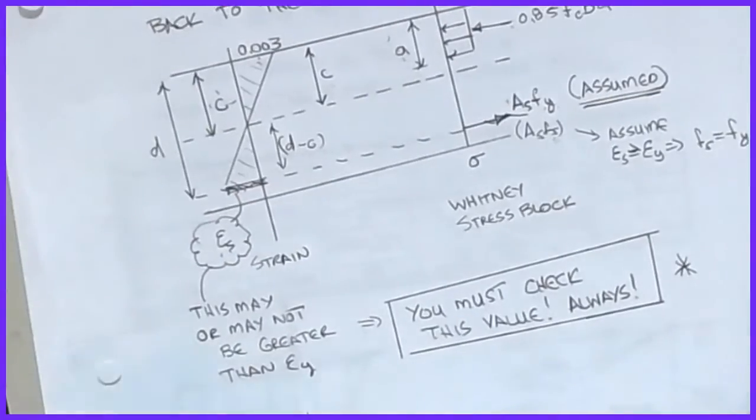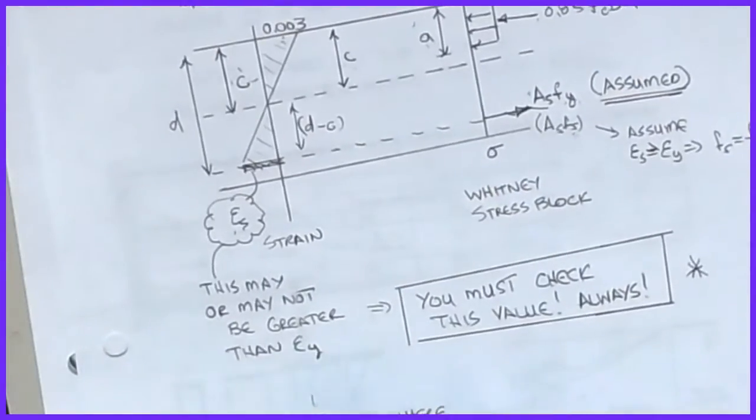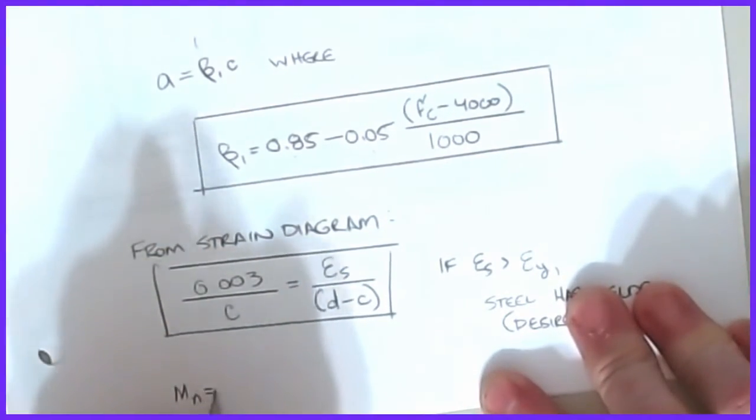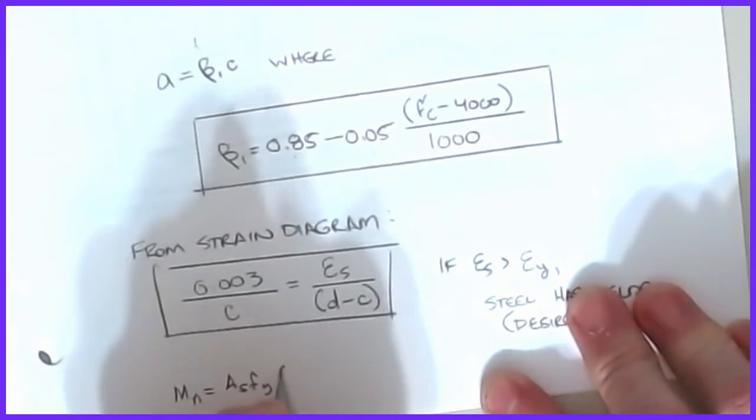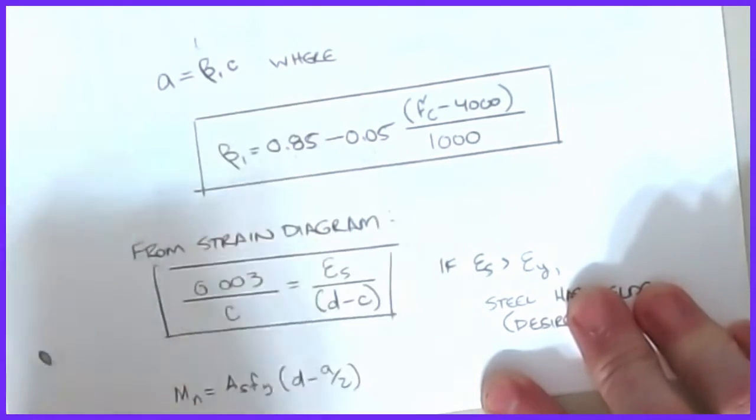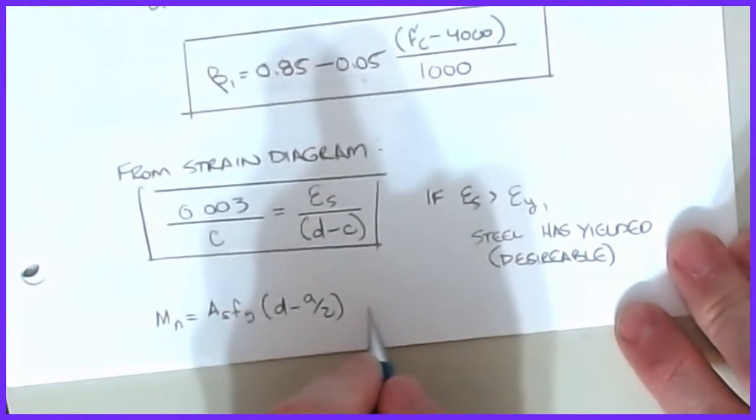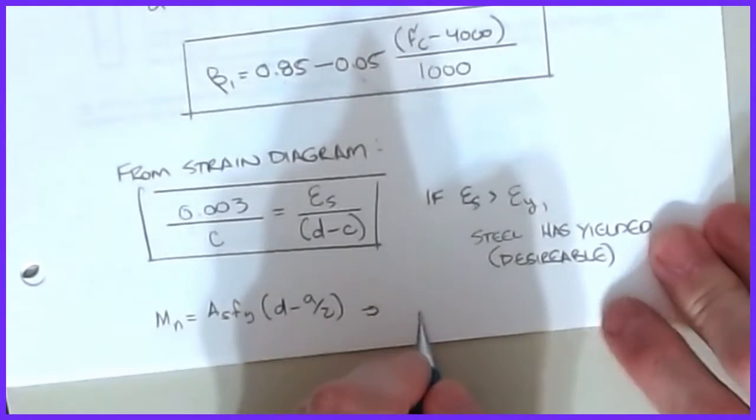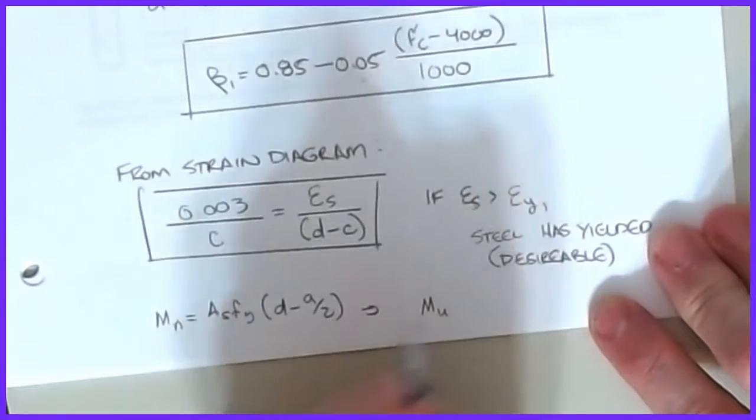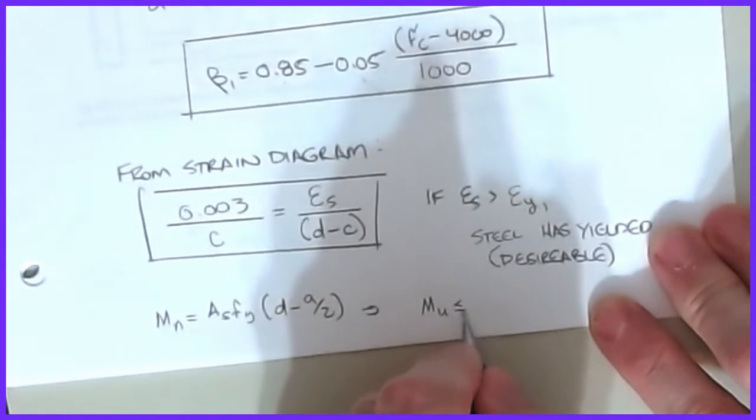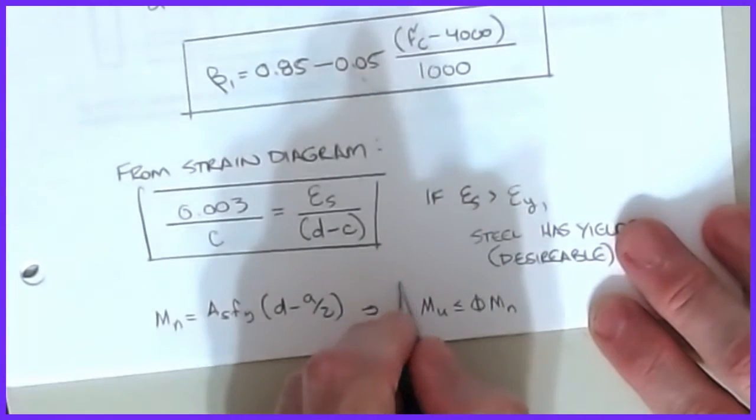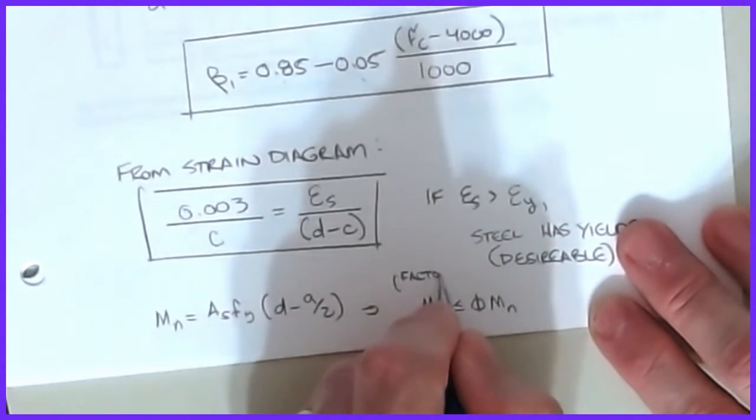Okay, so that gets us to our Mn equation. Mn is equal to As fy times (d minus a over 2). That gets us our nominal moment, but what we haven't included are any additional safety factors. So we're always going to factor our loads, and we want Mu, the factored load, to be less than or equal to some reduced value of the nominal moment that we're calculating. So this is my factored loads.